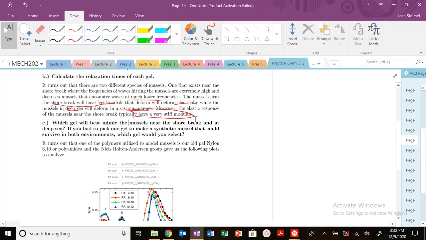So near the shore break, we need to behave, again, with high frequencies, we need to behave elastically. Because basically the frequencies are hitting it very high, so we need to make sure that they deform elastically near the shore break. Really, the best option for shore break, because we also need to make sure that it has a very stiff modulus as well.